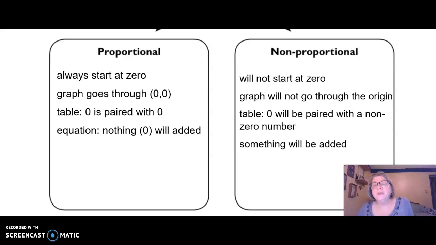A non-proportional relationship doesn't start at 0. It's the main difference. On the graph, that just means it won't go through the origin. On the table, that means that 0 will be paired with a non-zero number. And in an equation or situation, it means that something will be added.